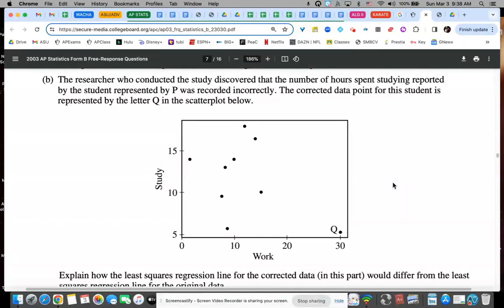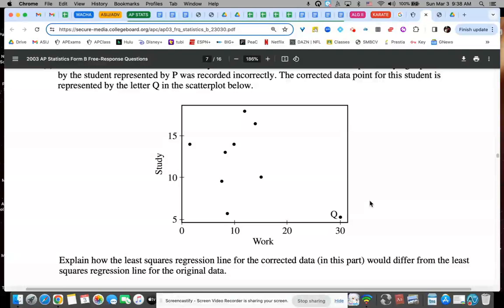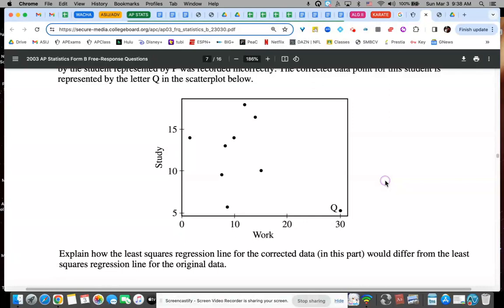They want you to say, hey, my slope used to be positive because of that P point, and now my slope is going to be negative because of Q. So obviously that point is very influential. You move it from one position up top to a position below, and you're going to change the slope from a positive slope to a negative slope, which is a big deal. We're always looking for association. Is it a positive association, negative association, or no association? And this changes it from a positive to a negative just by moving one point.